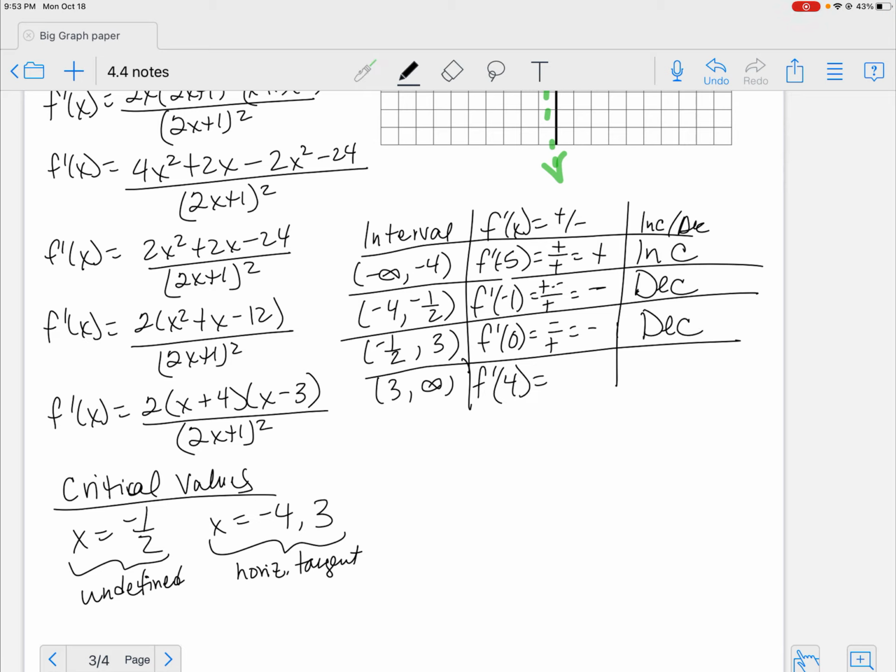And if I look at the number 4, that's a positive and that's a positive. So we're just dealing in terms of positive there, people. So this one is increasing.